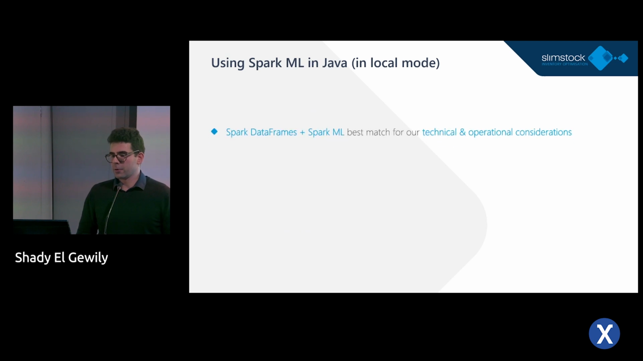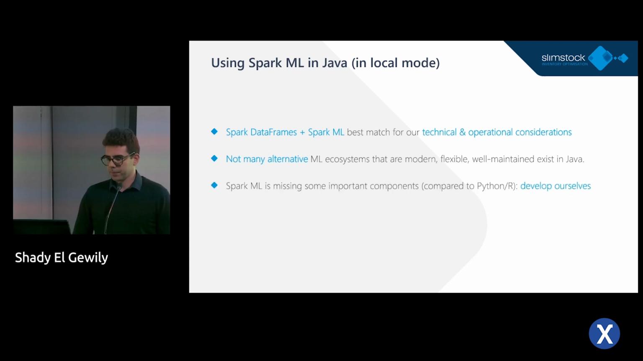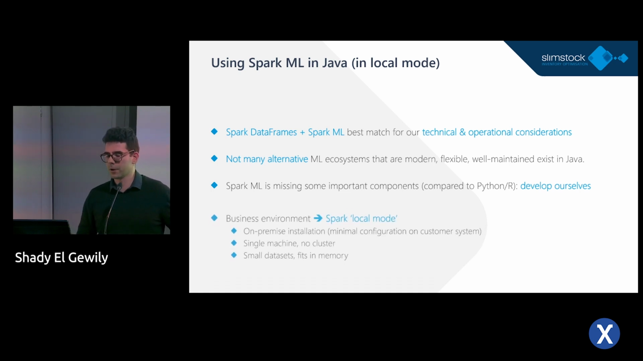It gets worse in a sense, because in the end, we looked at all the available options in Java, and we figured, okay, Spark, it's mature, it's well maintained. The things that are in Spark work well together. So let's use Spark data frames and Spark machine learning. Basically, because there are not many alternatives. But it is missing some components, so we do need to develop some stuff ourselves, and maybe use some libraries here and there to connect them together.